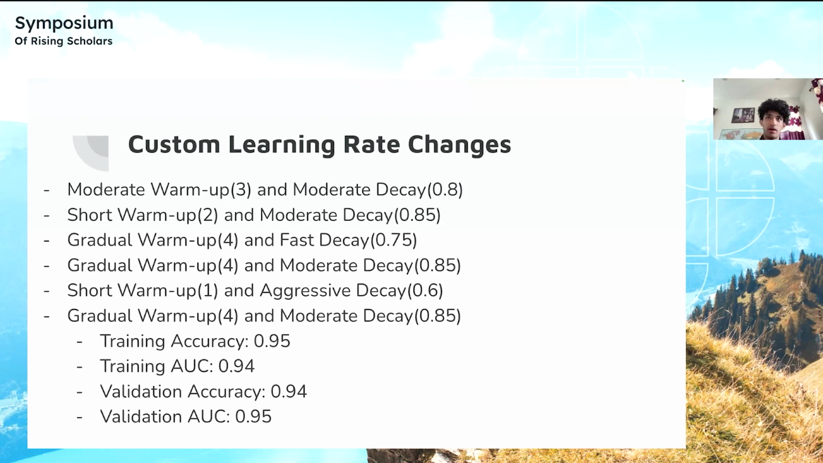So to optimize the model learning process, we also included various learning rates. Here are all the custom learning rates we tested with ramp-up epochs, so the number of epochs it takes to reach a full learning rate, and a decay rate, so how fast the model's learning rate will decay. So among these configurations, the model performed best with the gradual warm-up, 4 epochs, and a moderate decay of 0.85. And as you can see, the performance is pretty well, higher than the last slides.